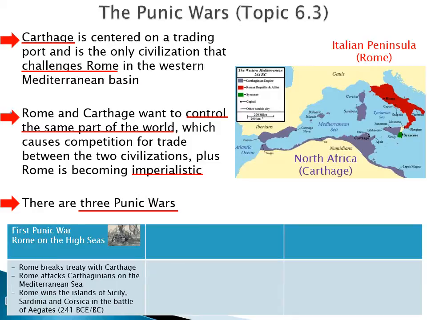Rome breaks a treaty with Carthage. Rome attacks Carthaginians on the Mediterranean Sea. Rome wins the islands of Sicily, Sardinia, and Corsica in the Battle of Aegates in 241 BCE. So Rome wins the First Punic War.